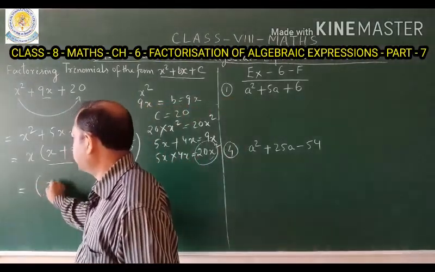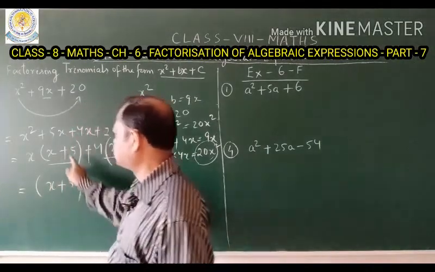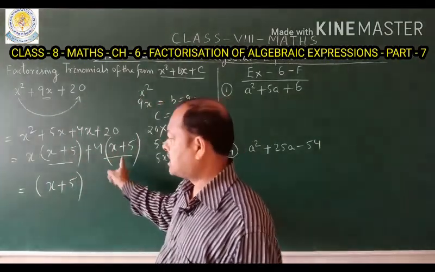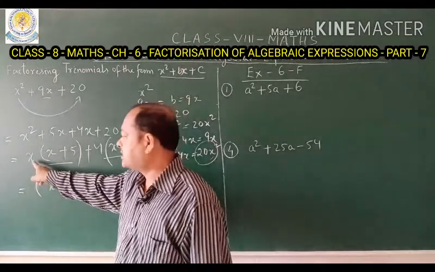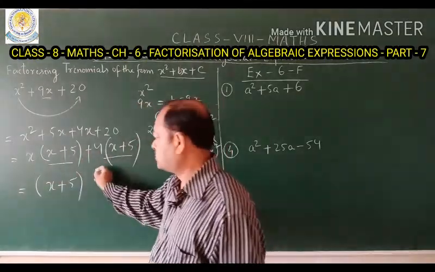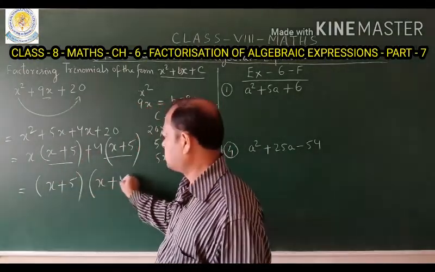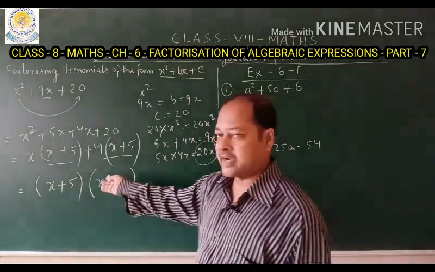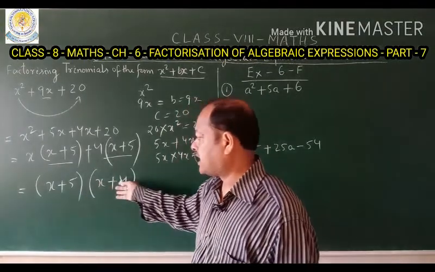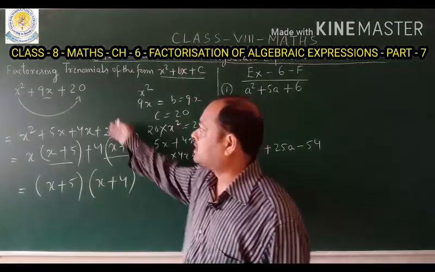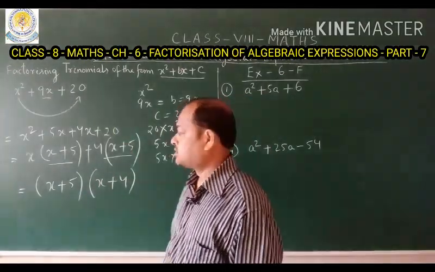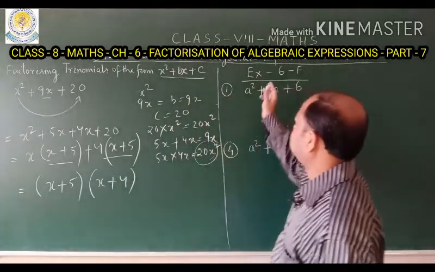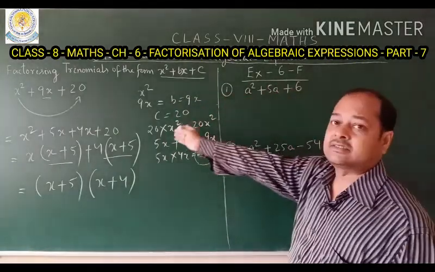Now you can write x plus 5, because x plus 5 is common in both cases. And what is outside the bracket? That is x, and here it is plus 4. So you can write x plus 4. So we are getting the factors of this algebraic expression, that is x plus 5 and x plus 4. Now try to solve exercise 6F based on this concept.